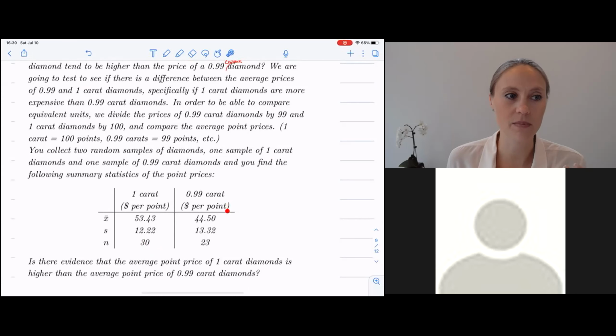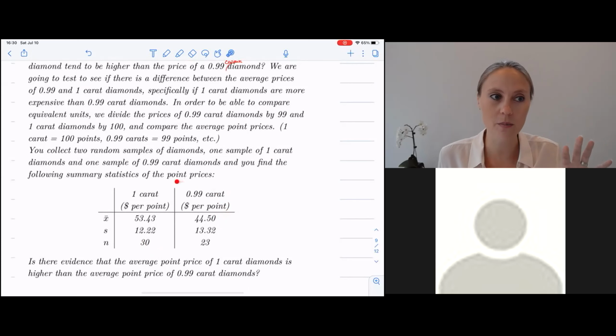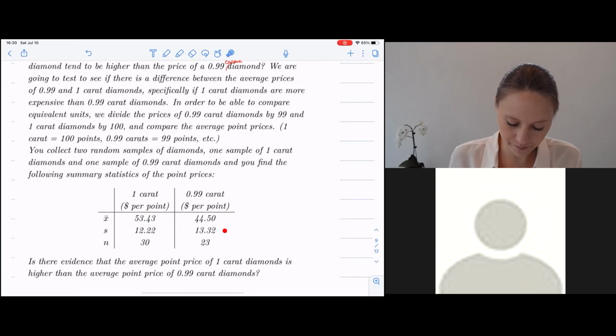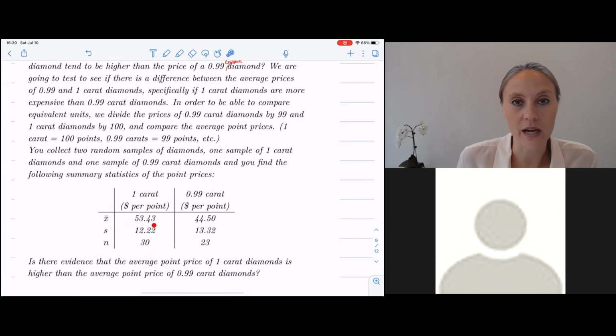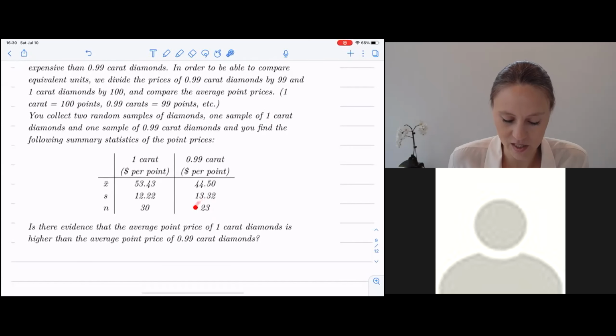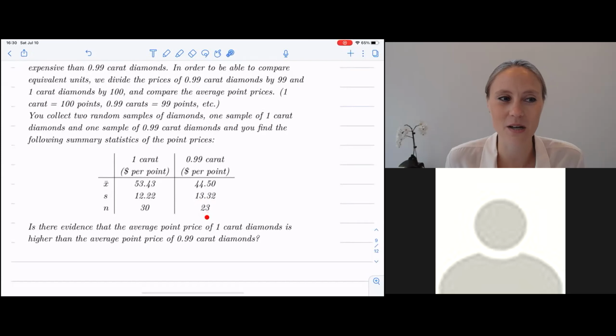For 0.99 carat diamonds, the same information is given, and it's very typical that we set it up in a table like this because it's the clearest way to communicate this information. It could have been baked into the text here, but I wanted you to see the table because now you have 2 X bars, 2 S's, and 2 N's. So 2 different sample sizes. Notice that we had a slightly smaller sample of 0.99 carat diamonds. That's totally fine. We can handle that.